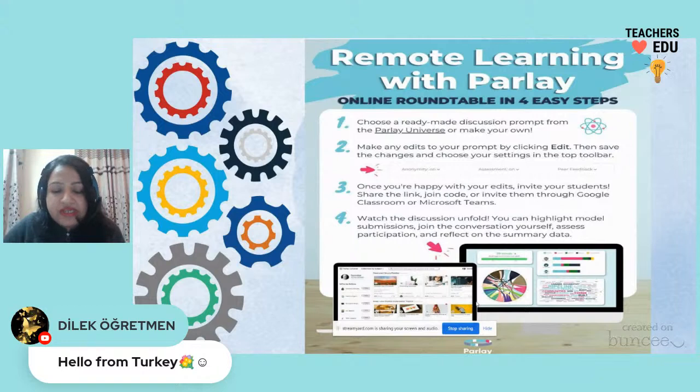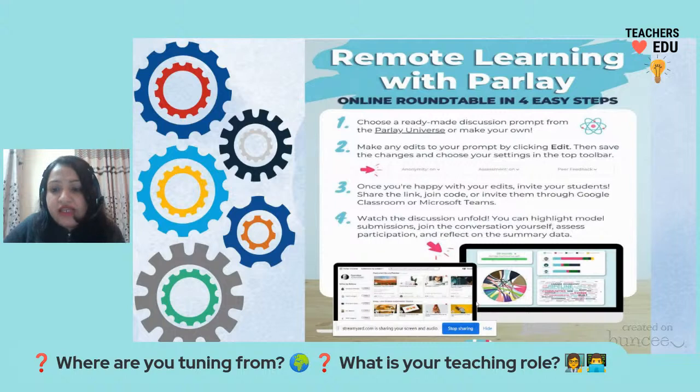Like you can change the assessment criteria, you can change the peer feedback questions, you can invite students to participate in peer review. And once all your customization and editing is done, you can simply invite your students to participate in the discussion in a very easy way. Either you can share the link of the discussion or you can share the class code and invite your students through the code. You can integrate the Parley discussion into different LMS systems like Google Classroom or Microsoft Teams.